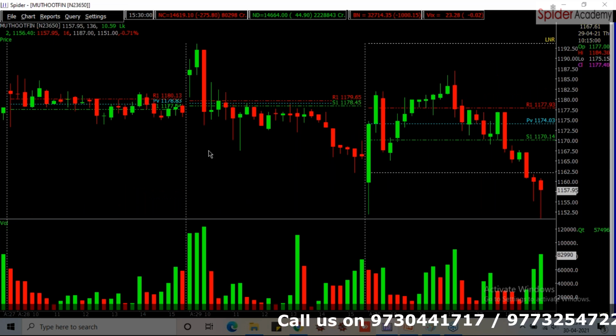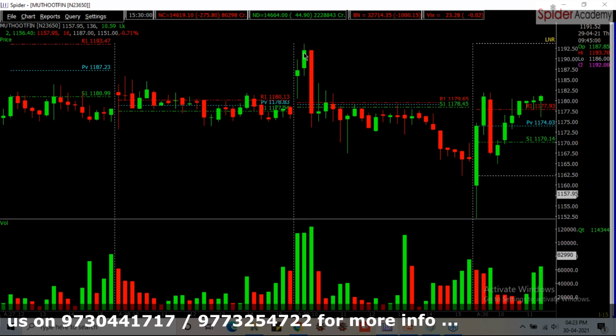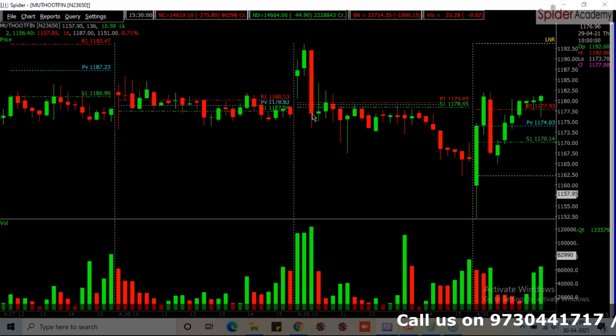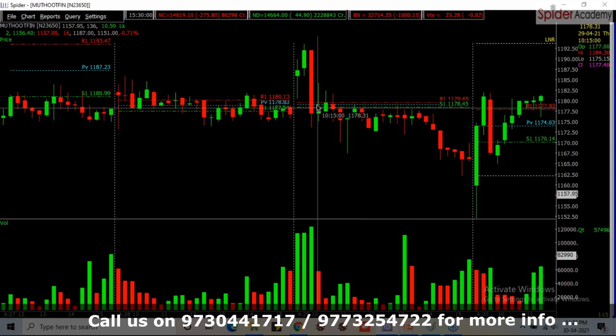So here in Muthoot Finance, the same. As you can see, it gapped up and moved upside. As I said, we need a challenge. So it already challenged the upper levels and sharply moved downwards. And here, obviously, we would have got stopped out due to this volatile day.